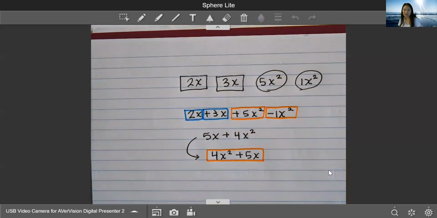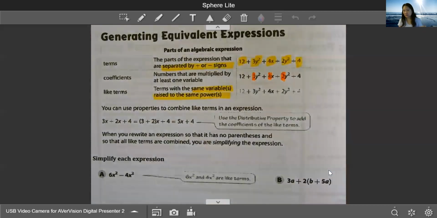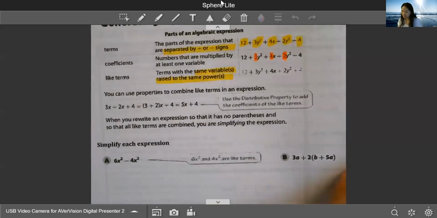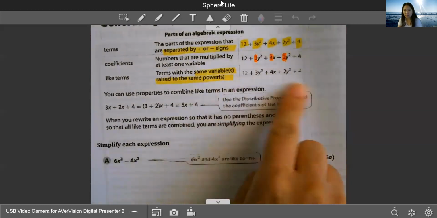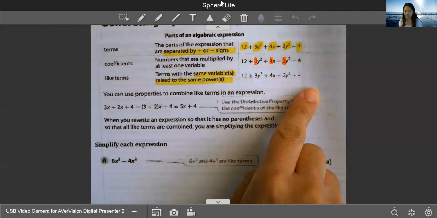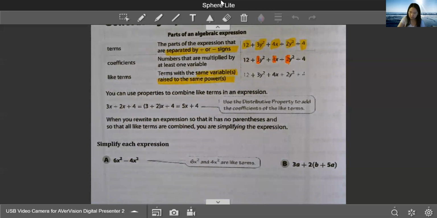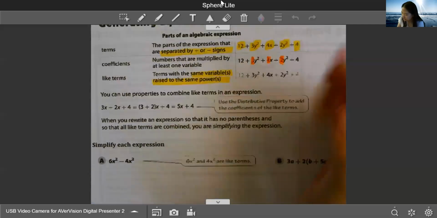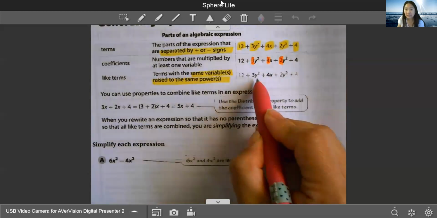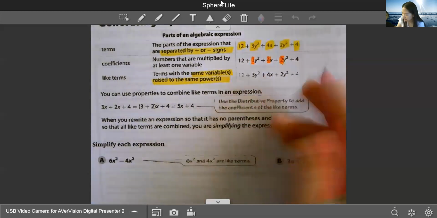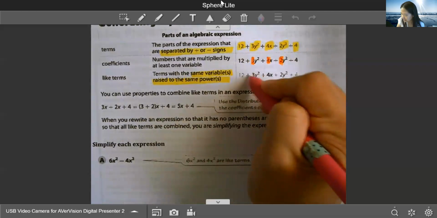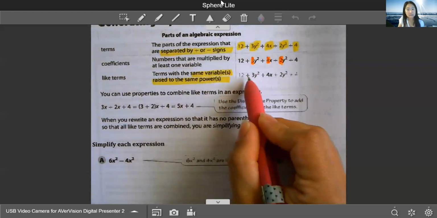Okay, so going back to our notes page. Let's take a look at what the like terms are in this expression. Remember, like terms are terms that have the same variable and are also raised to the same power. Over here I see 3y to the second power. But remember, you have to put the sign that goes with this number together with it.